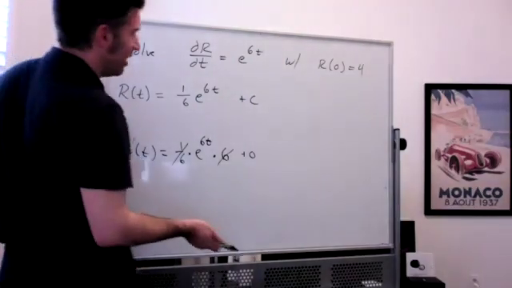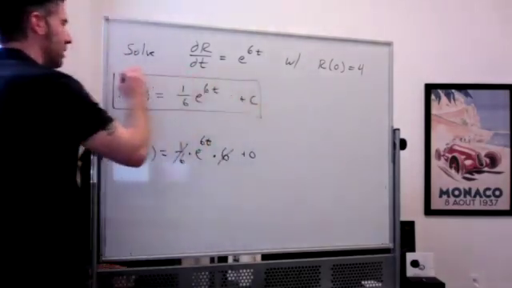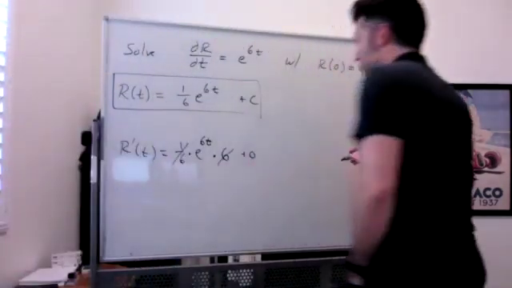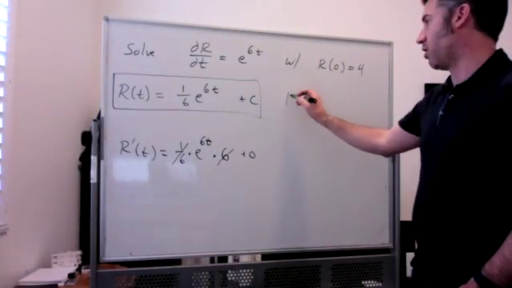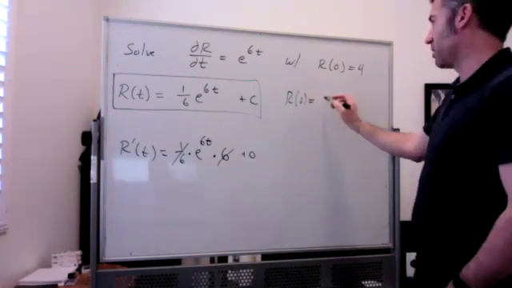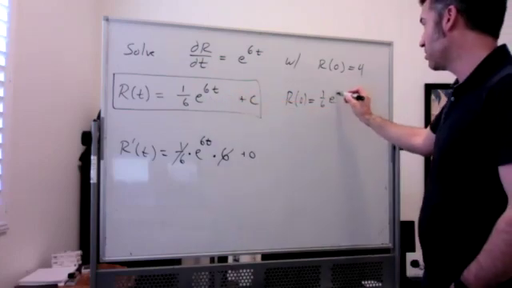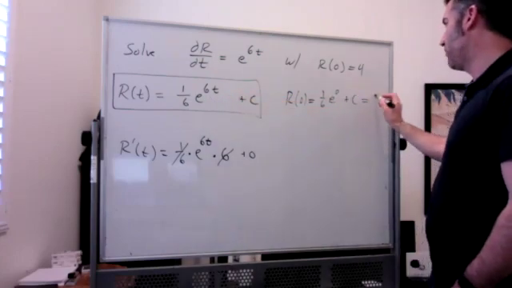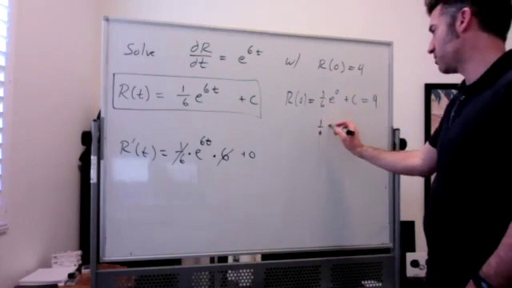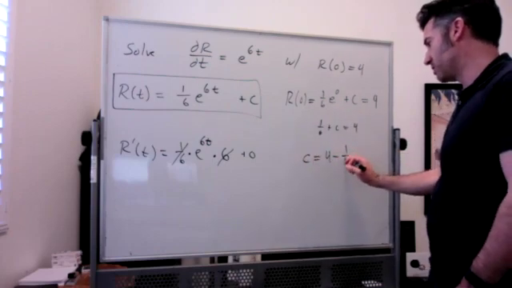So I guess I've got enough room. Here's our general antiderivative, but now we want to solve for the initial condition. So I'm going to plug in r of 0, plugging in 0 for t. I'm going to get 1/6 e to the 6 times 0, which is just e to the 0, plus c, and that's supposed to equal 4. E to the 0 is 1. So I've got 1/6 plus c equal to 4. C is going to equal 4 minus 1/6.